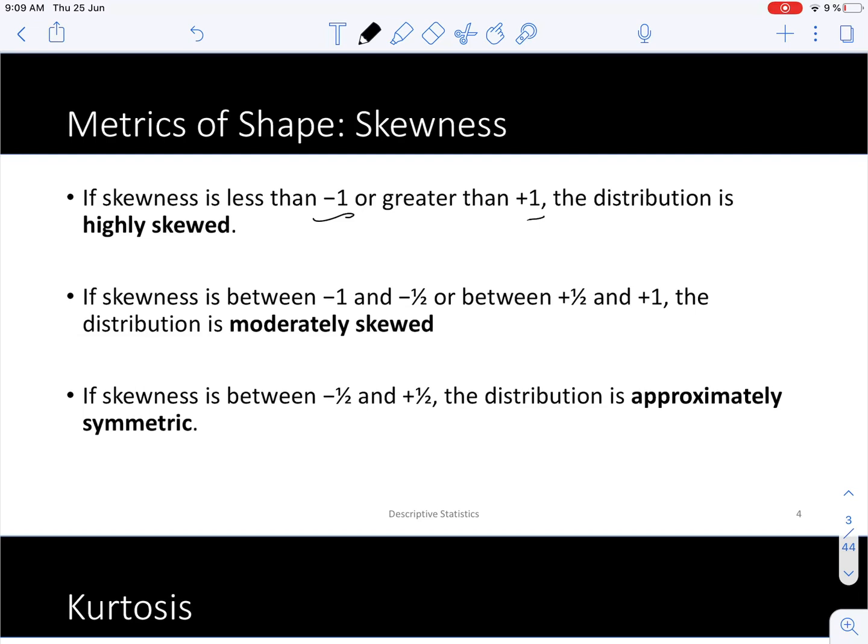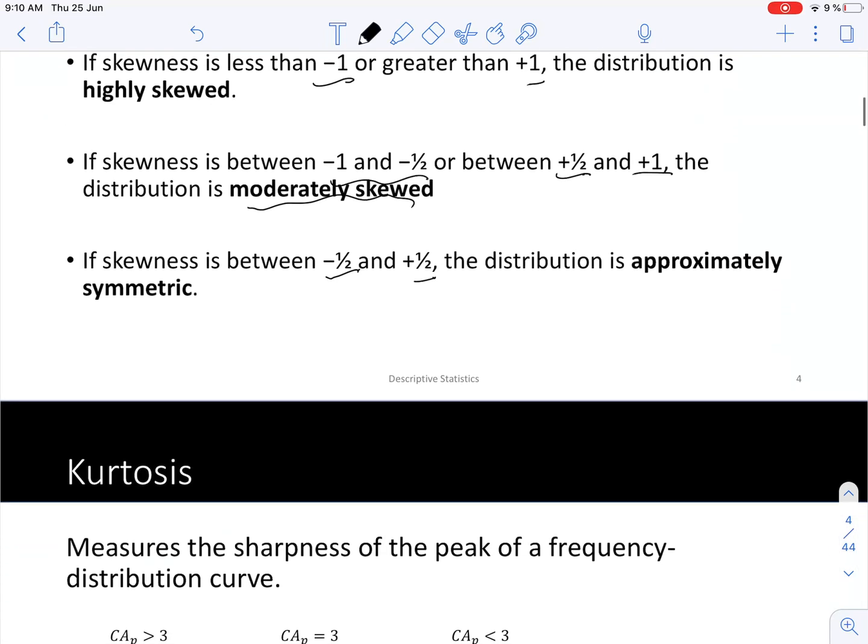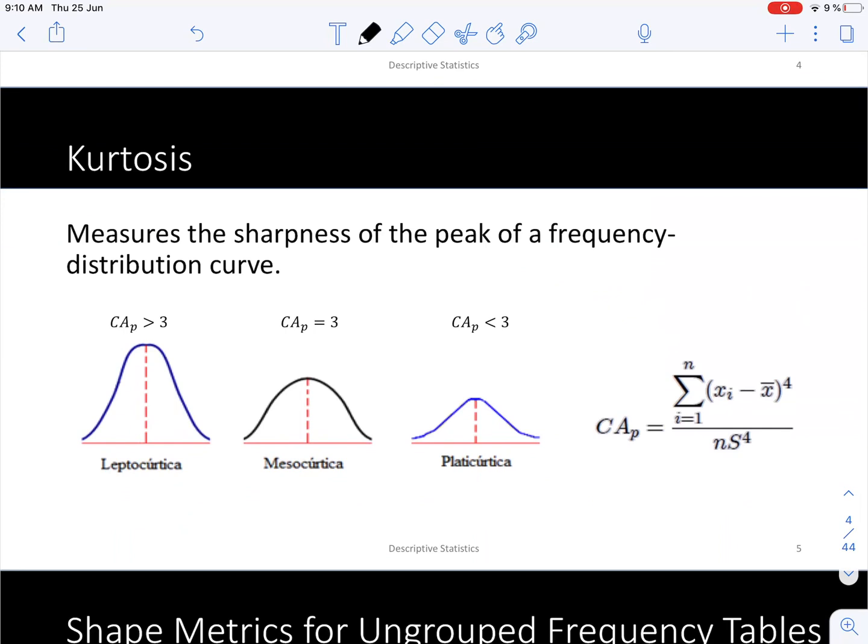Then, if the skewness is between -1 and -0.5, or if it's between positive 0.5 and positive 1, then it's moderately skewed. And finally, if it's between -0.5 and 0.5, that means close to 0, then we will claim that it's approximately symmetric. If it's equal to 0, it's perfectly symmetric, right? So that's how we will interpret this skewness metric. Now, the second shape metric that we're going to discuss is the kurtosis.